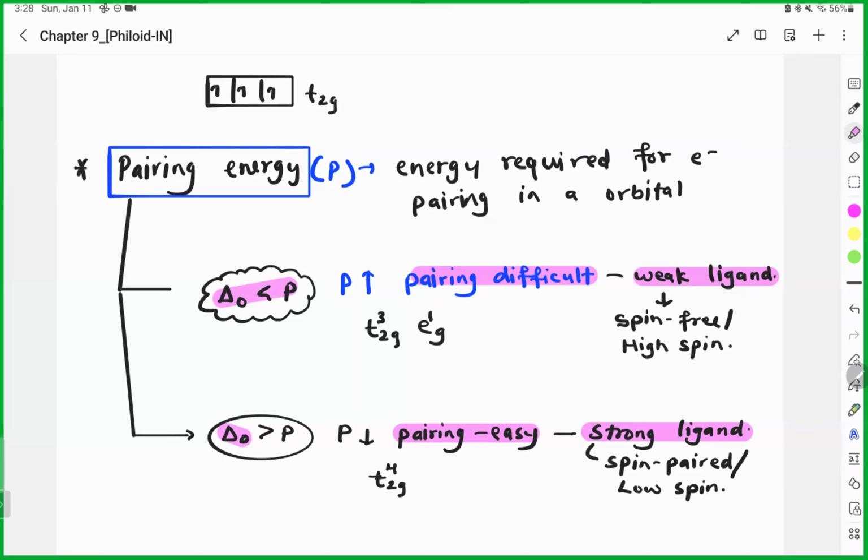If you have a weak ligand, like the enemy factor is not such a big thing, then they will be free. They can enjoy. But if the enemy factor is too much, then movement will not be too much because there is already pairing. So it will be low spin.